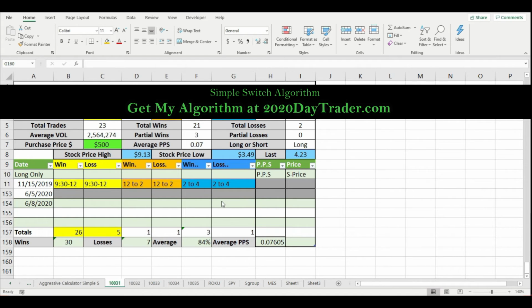So in here, the piece I really want to show you is what I call my stock list. So I have my stock here, and then I put a bunch of different information on it. This is what I'm trading.